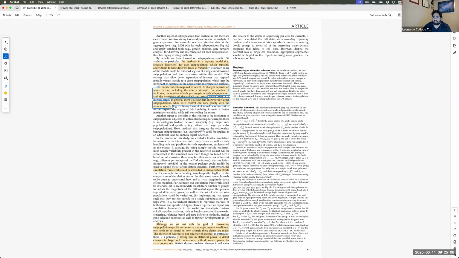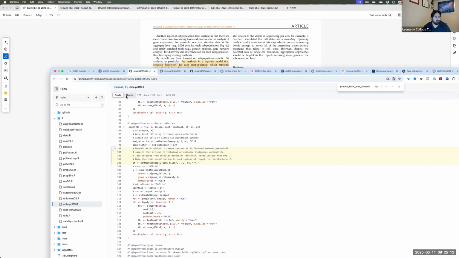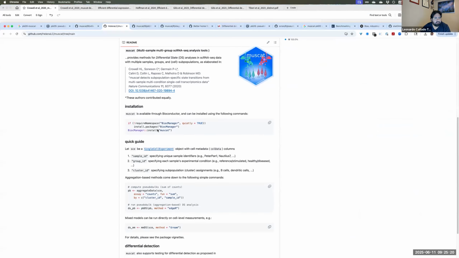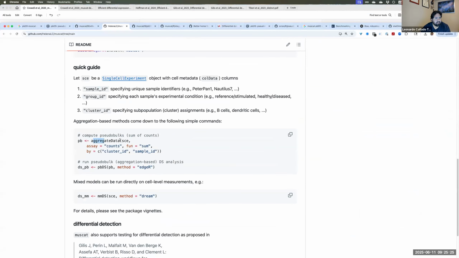Now, the implementation of muscat is this R package over here that's on Bioconductor. The main functions that you need to be using are the aggregate data function, which creates a pseudo-bulk, and then this function over here called pbDS, where pb stands for pseudo-bulk, and this is for differential state, I think. This function implements different methods, including edgeR, which is the default, as well as the limma-voom method.